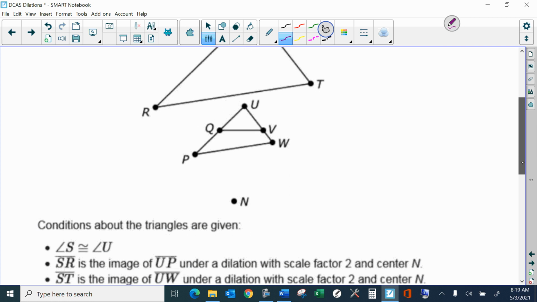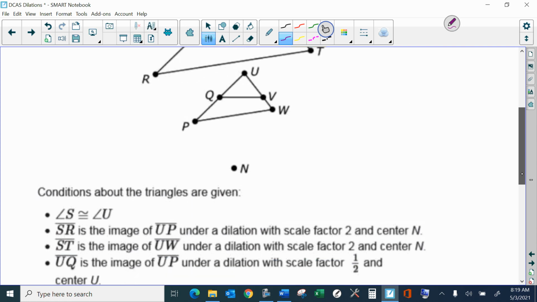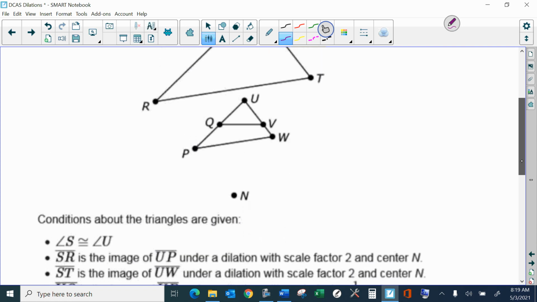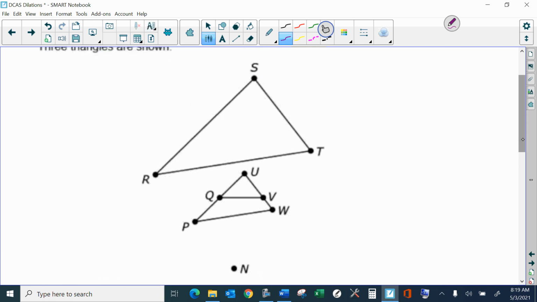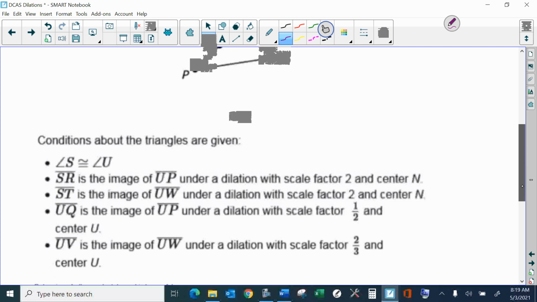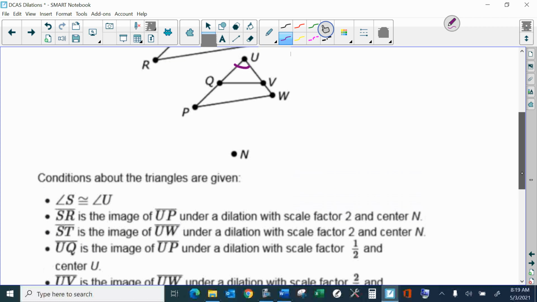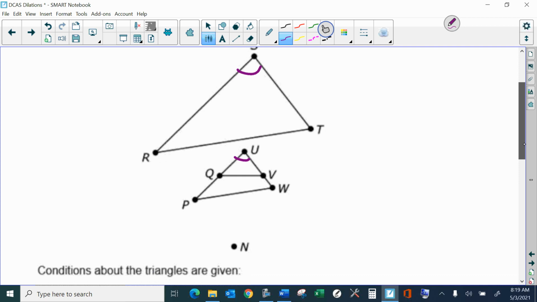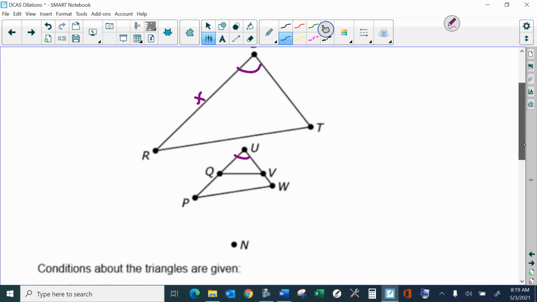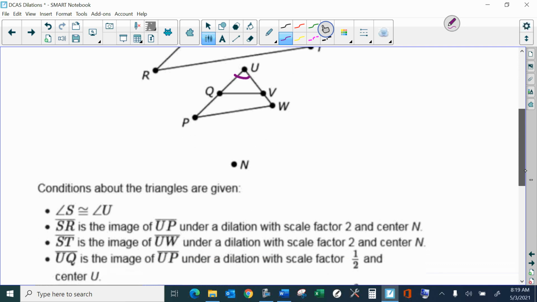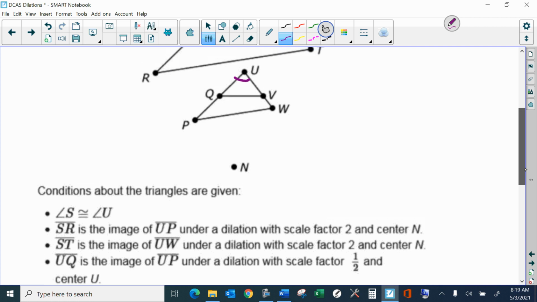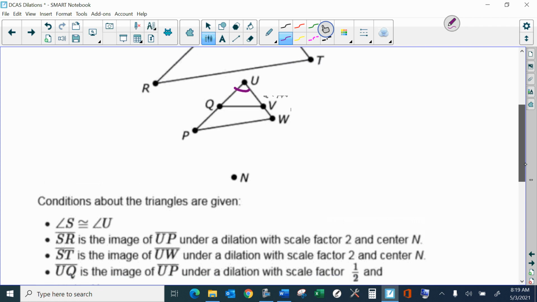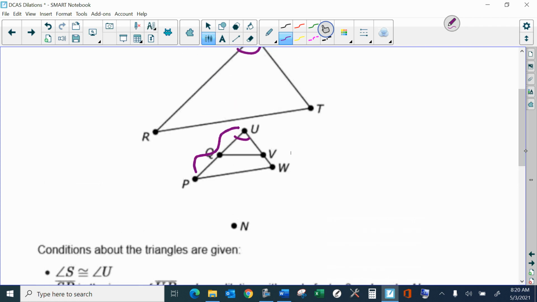Triangles are shown here. Conditions about the triangles are given. Angle S is congruent to angle U. SR is the image of UP under dilation. SR is an image of UP under dilation scale factor of 2. So of UP, we call this X. This is 2X.